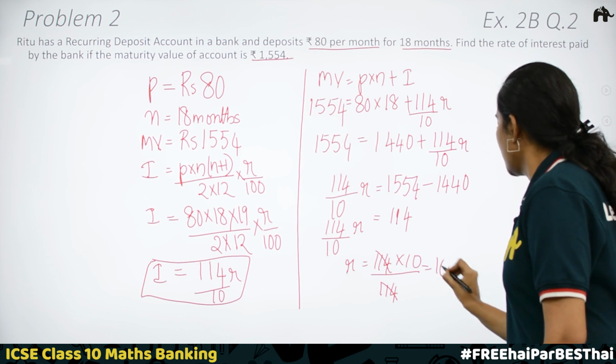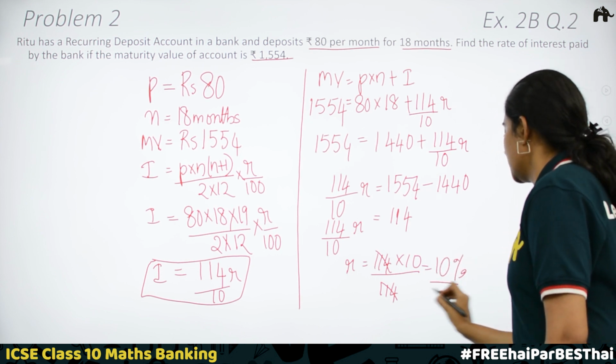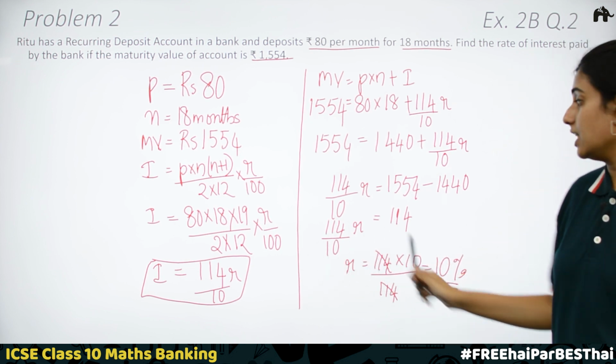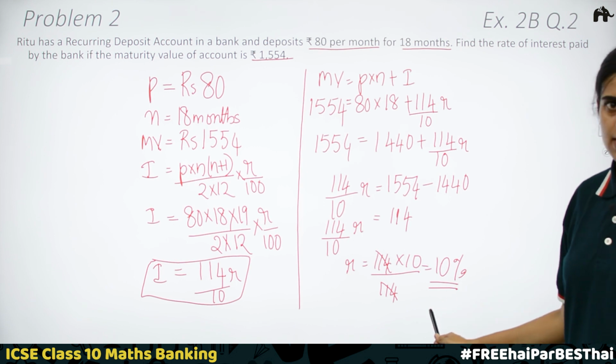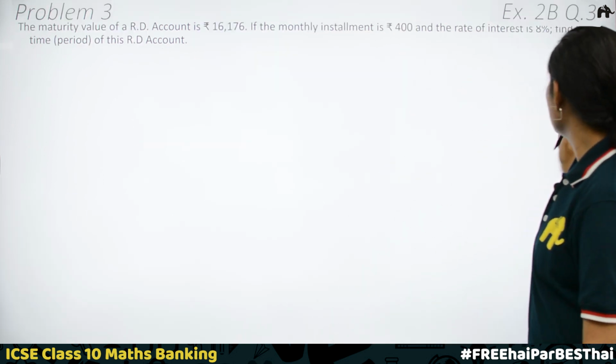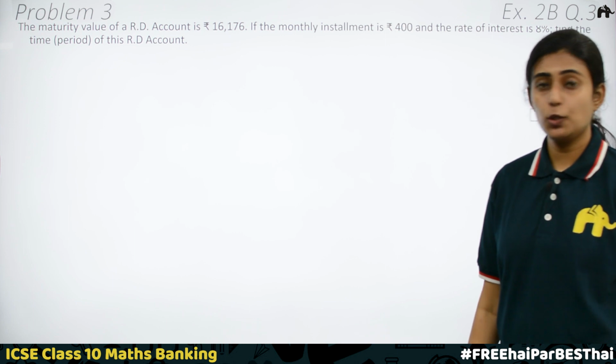Cancelling, the final answer is 10%. Rate of interest is equal to 10%. Problem 3, that is question number 3 of exercise 2B.